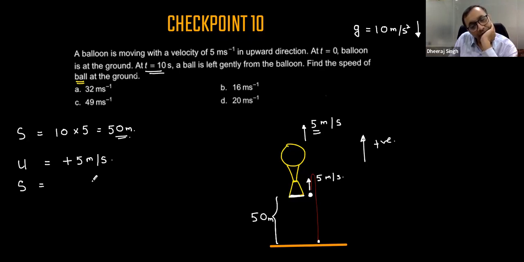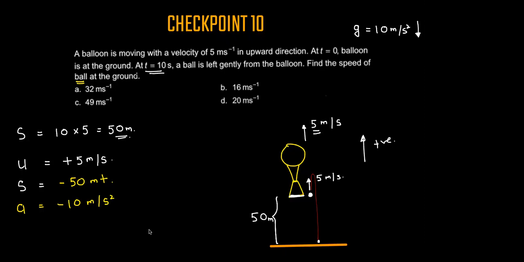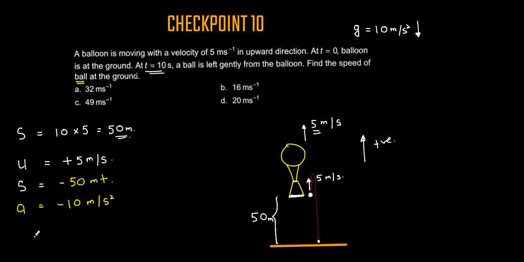Correct, minus 50 meters. Okay, what about the acceleration, plus 10 or minus 10? Minus 10. It is down, right? All right, so up is positive, right? So acceleration is down. So acceleration is negative or not? Right, it is negative. So we need to find the final velocity now.